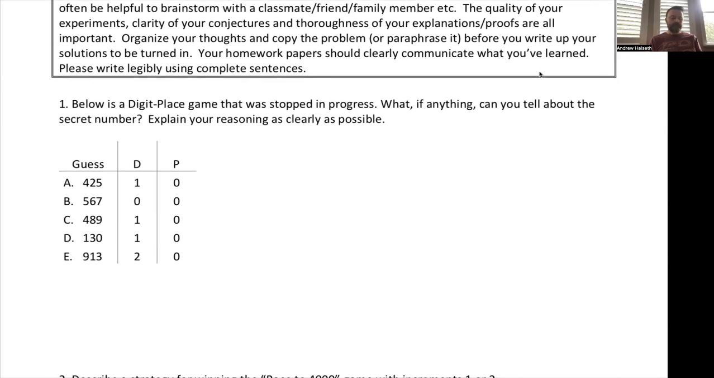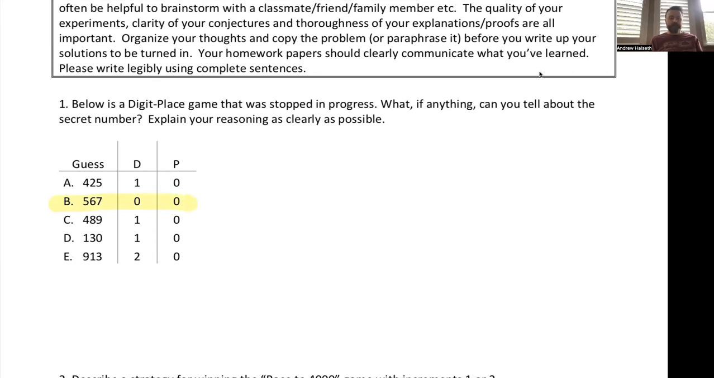When I first look at a digit place game and I'm trying to figure out the secret number, I look for the 00. So yeah, I see that one. That's going to be helpful. Oops, wrong thing. I didn't mean to erase it. I meant to highlight it. So I know that 5, 6, and 7 are not in the number.